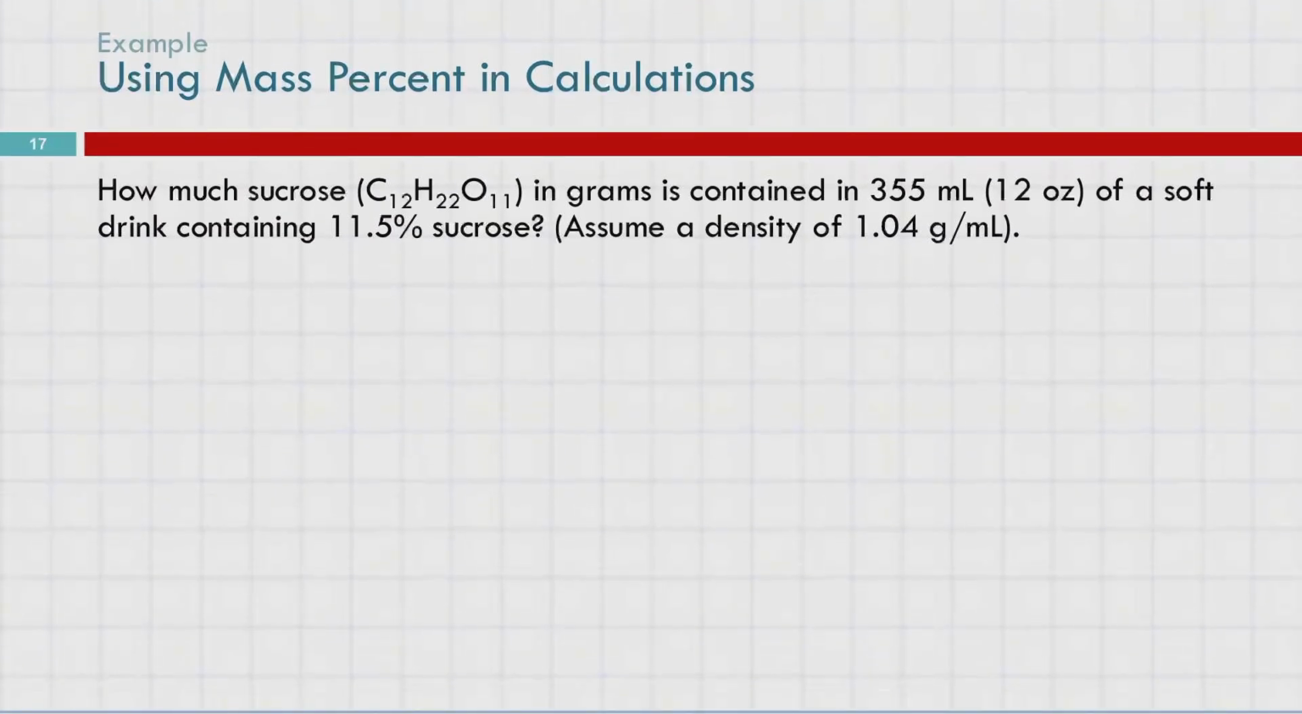All right, so an example: how much sucrose in grams is contained in a certain amount of a soft drink? That is 11.5% sucrose. We're going to assume that it's slightly more dense than water. So we've got our volume of solution, and we've got a conversion factor. We are also given a percentage that's also going to be a conversion factor.